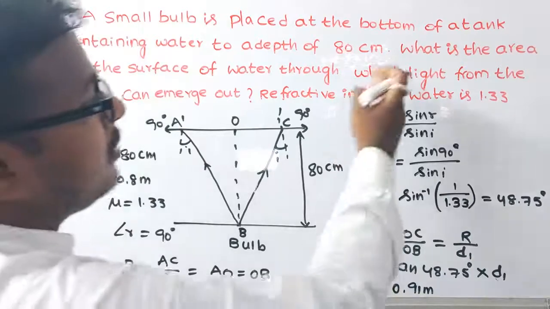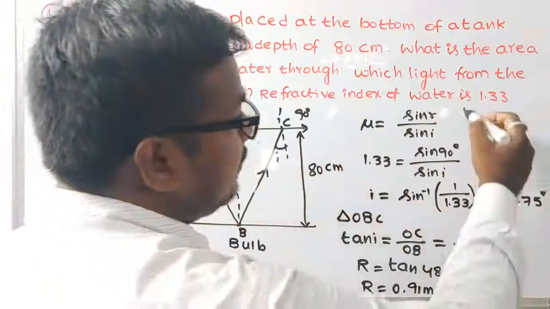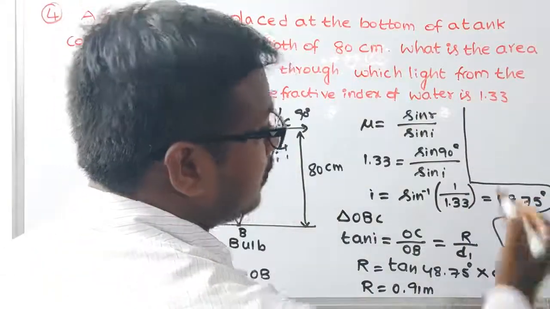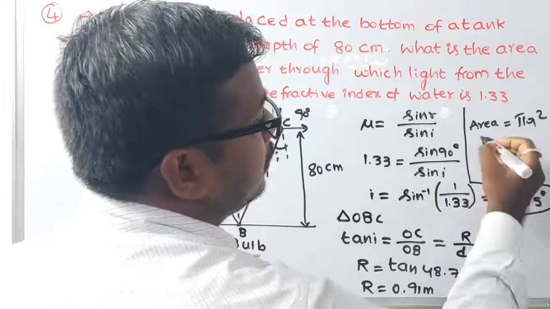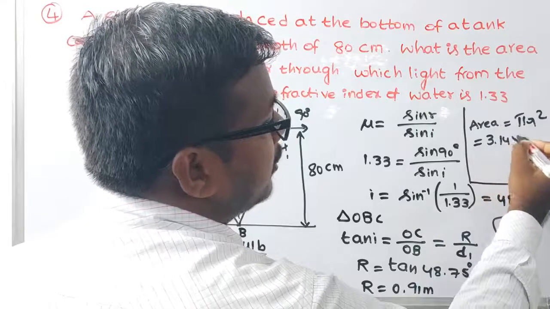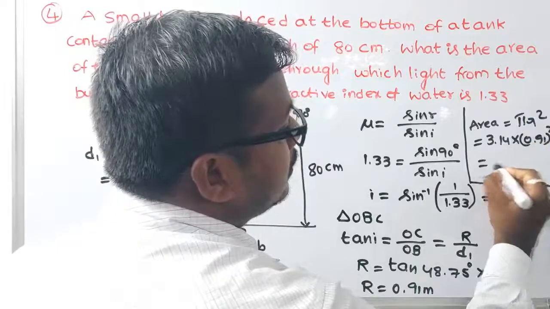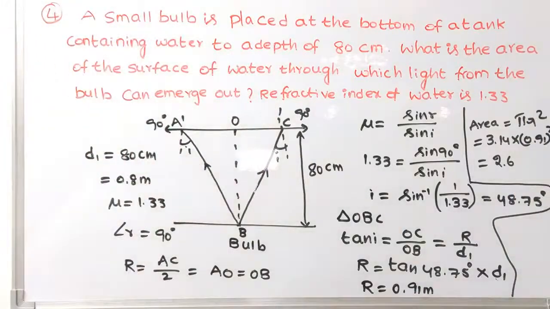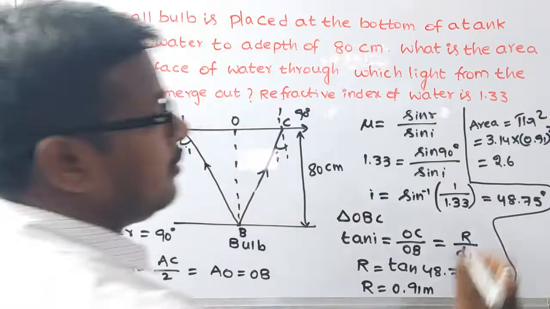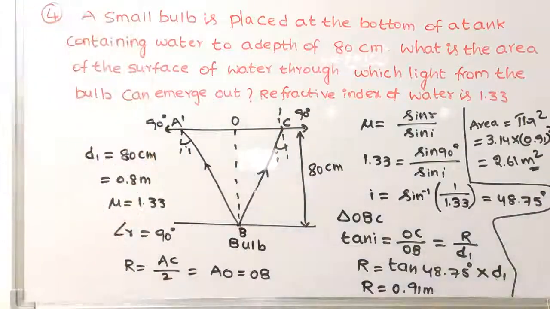Okay, next find out the area of the surface of water. Area is equal to pi R square. Pi value 3.14 into R is equal to 0.91 whole square, that is equal to 2.61 meter square. This is the fourth problem. 2.61 meter square is the answer.